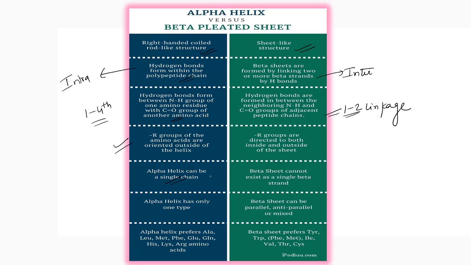Alpha helix can be a single chain. Beta sheet cannot exist as a single beta strand. Alpha helix has only one type. Beta sheet can be parallel, anti-parallel, or mixed. Alpha helix prefers alanine, leucine, methionine, and many more. Beta sheet prefers tyrosine, tryptophan, isoleucine, valine, and many more. So these amino acids prefer to be in alpha helix: alanine, leucine, methionine, then phenylalanine, glutamic acid, histidine, lysine, arginine. And beta sheet prefers the other amino acids.